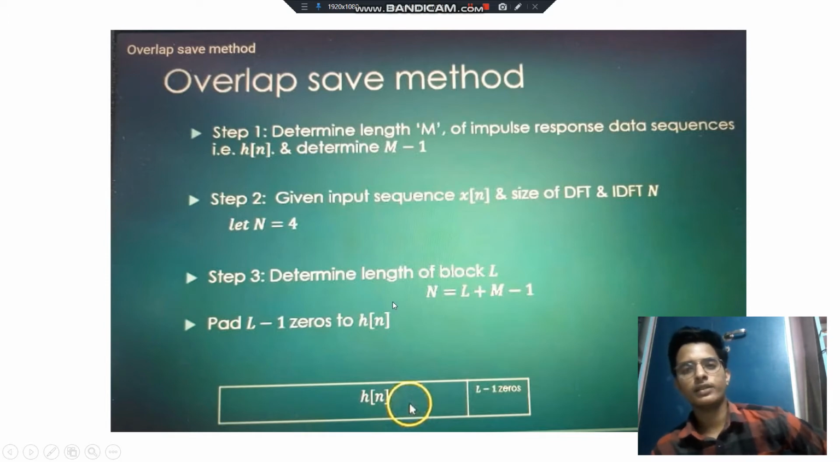As I have said previously, the input sequence is divided into blocks, and the block length is denoted by L. L is equal to N minus M plus 1, where N is equal to 4, and M is the length of the impulse response. On substituting this, we get the length of the block. Then we have to pad L minus 1 zeros to the given h of n, so h of n is the original h of n plus L minus 1 zeros. This is the third step.